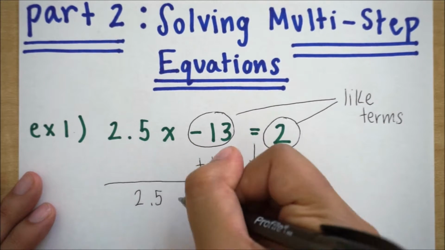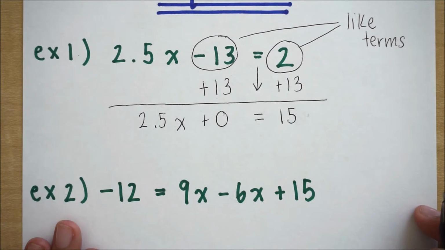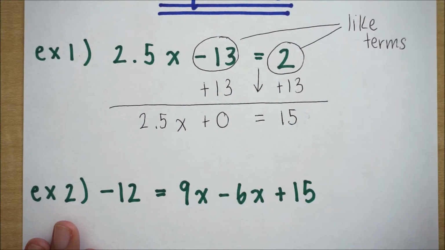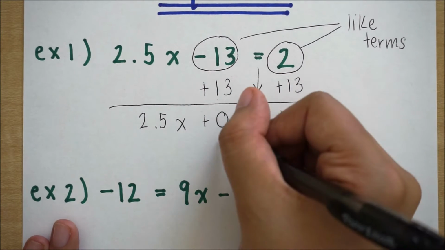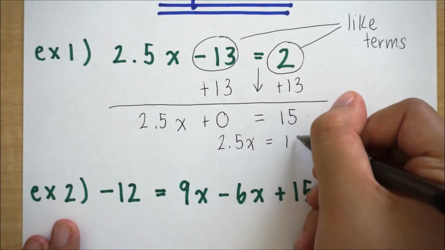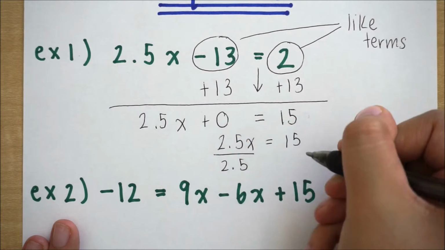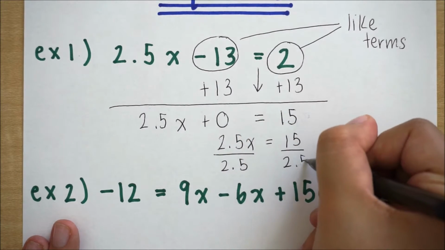I get 13 plus 2 is 15, negative 13 plus 13 is 0, and 2.5x we just bring down from the original question. So plus 0 means nothing. It doesn't do anything or impact 2.5x, so we'll go ahead and remove it. So we have 2.5x is equal to 15, but x is still not isolated.